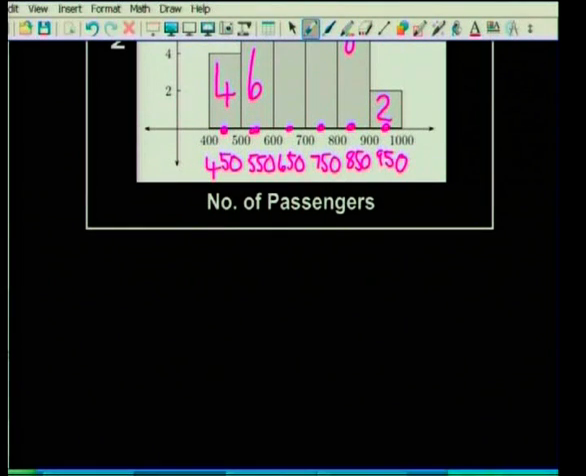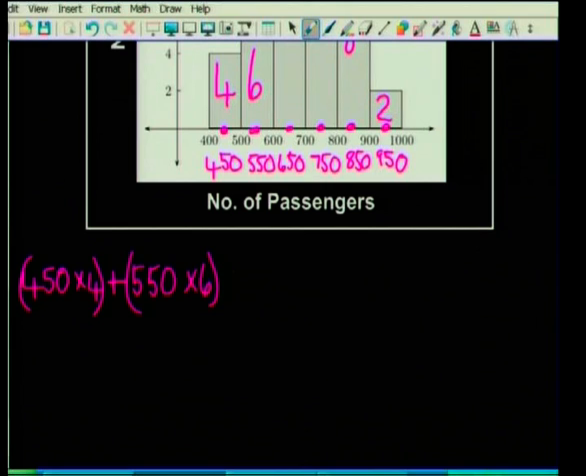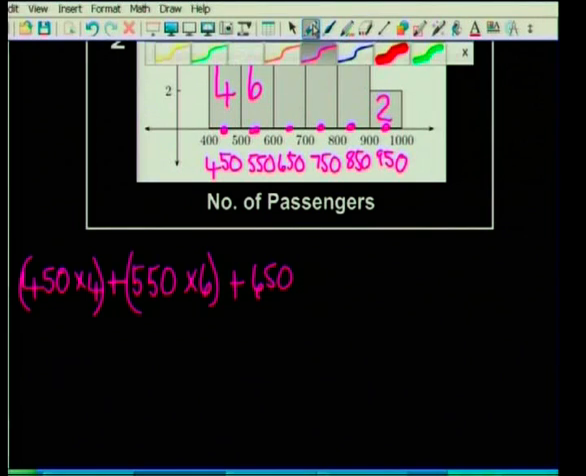And you can do it straight onto your calculator. But let's do that. 450 times 4 plus, put a bracket there, makes it easier, 550 times 6 plus 650 times 12. Ooh, I'm making my bracket different now. Let's fix that. 650 times 12.